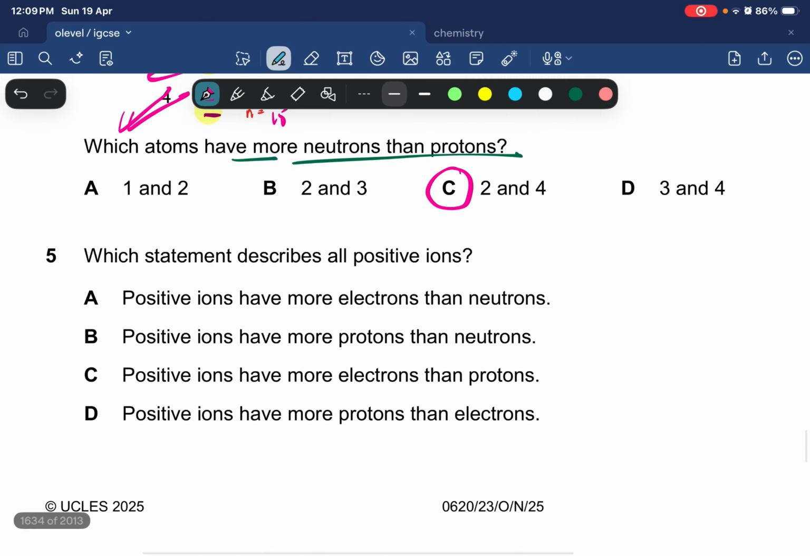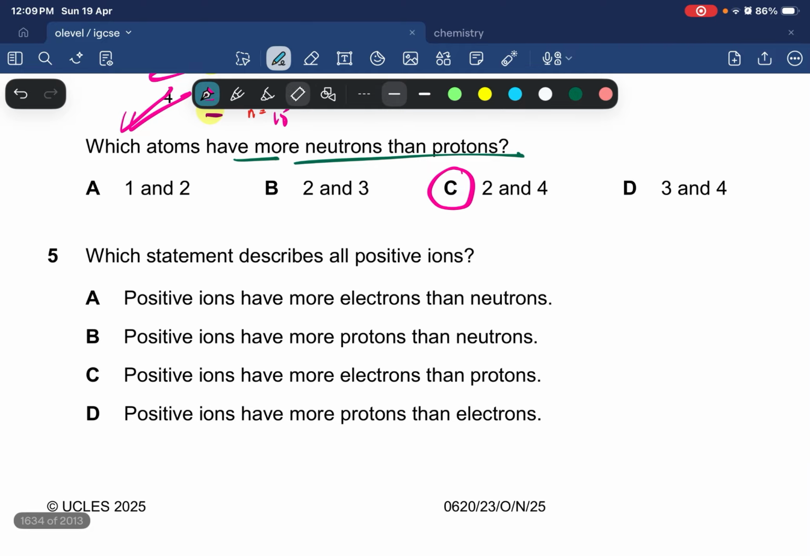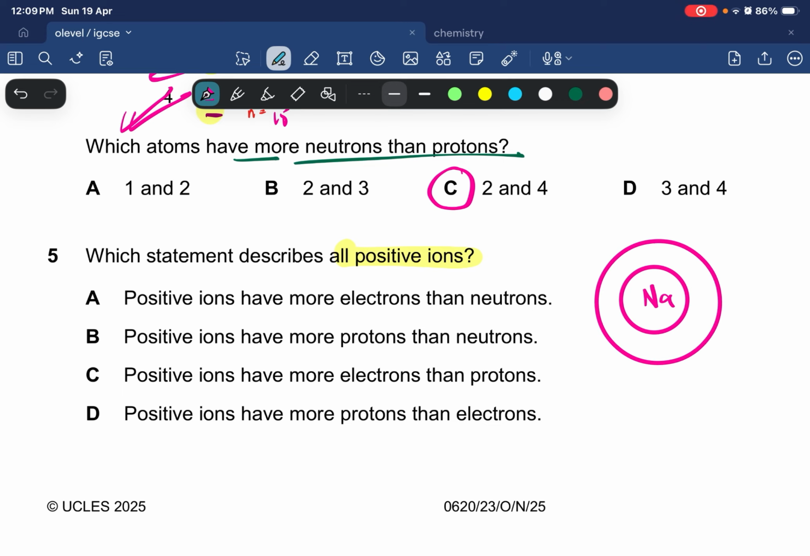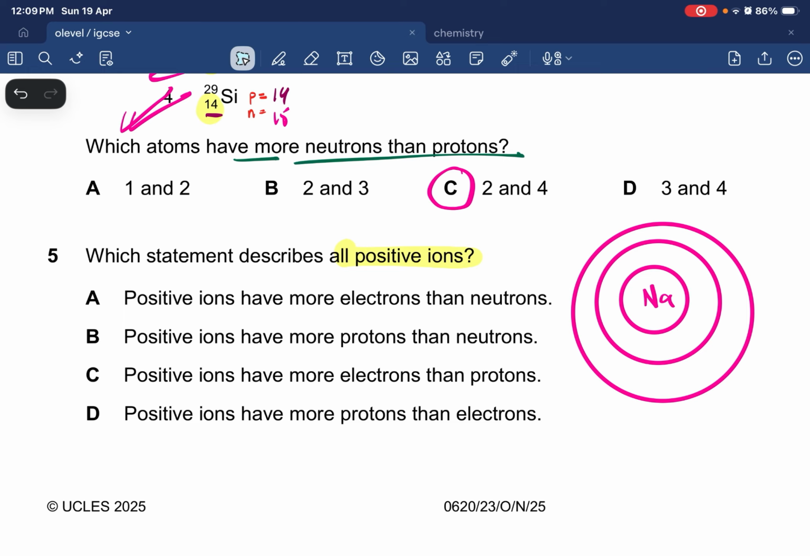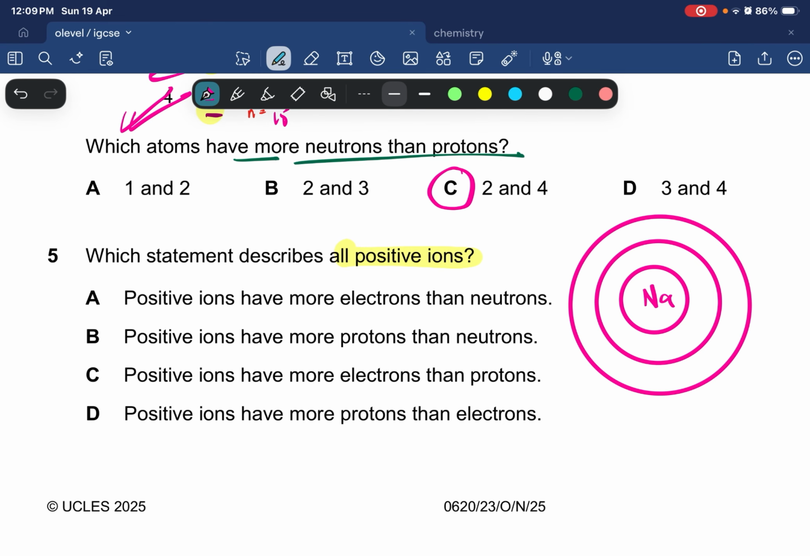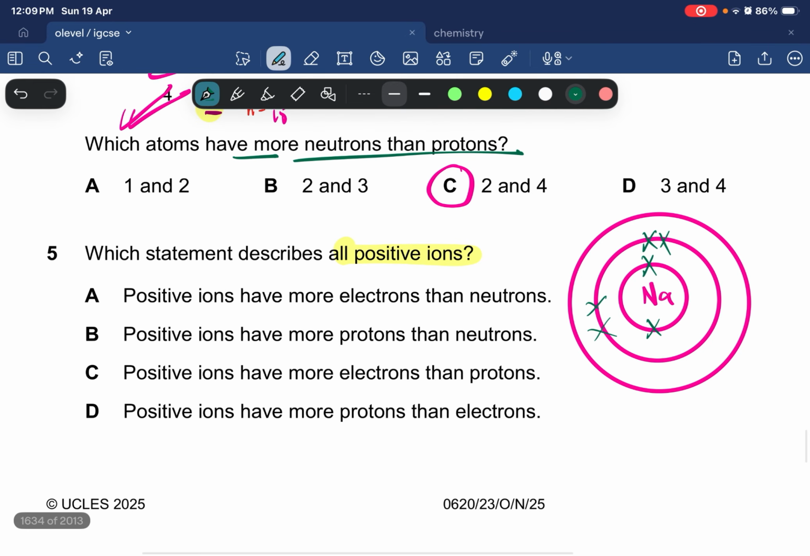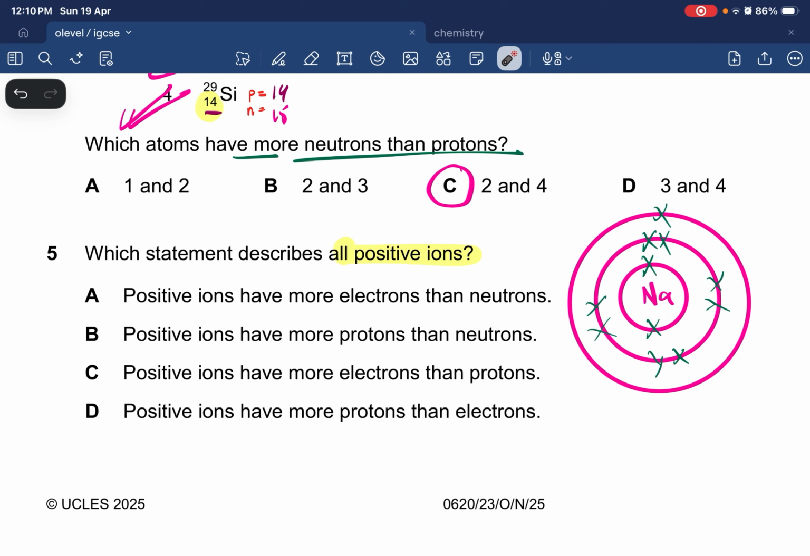Done? Which statement describes all positive ions? How does an atom form a positive ion? Let's take the example of sodium. So this is sodium, and sodium has 3 shells. Now, how is it going to form a positive ion? Electrons. When an atom is going to lose one electron, it's going to form a positive ion.